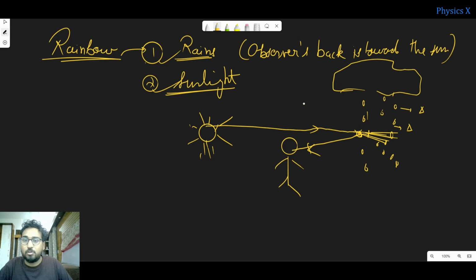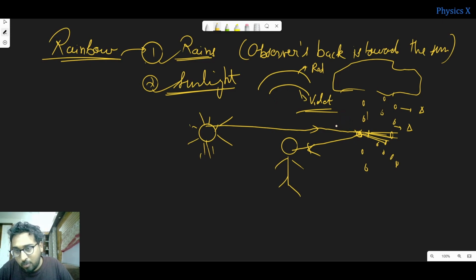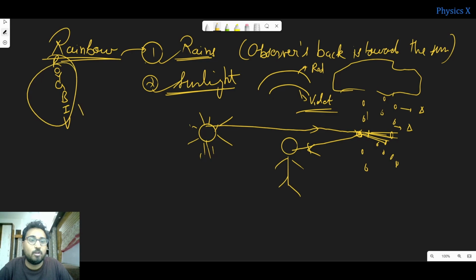So in a rainbow, you are able to observe that the top color is what? This is red, and this is going to be violet, because I told you that violet has the least wavelength and the least speed. So it will be refracted more, and that is why it will appear at the bottom of the spectrum. So these 7 colors, when appearing as a band, this is what we call a spectrum, right?